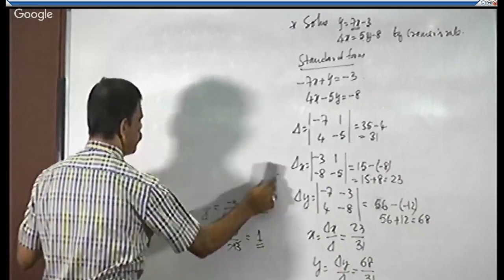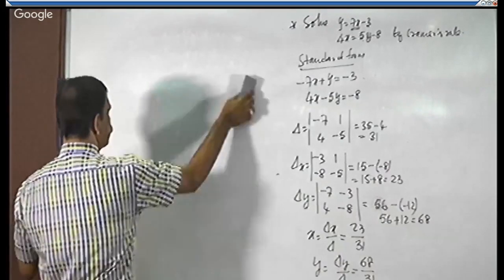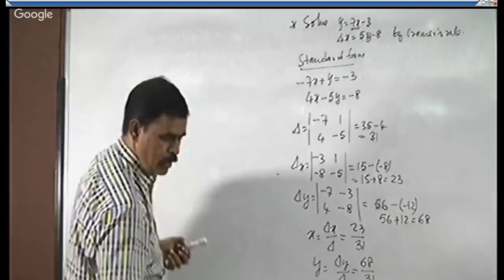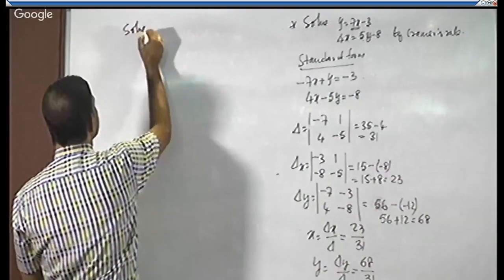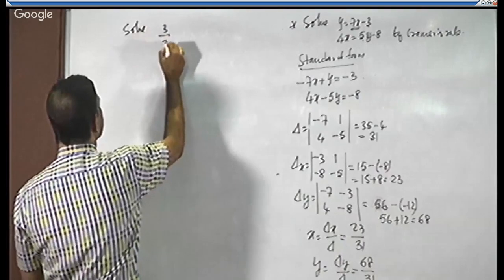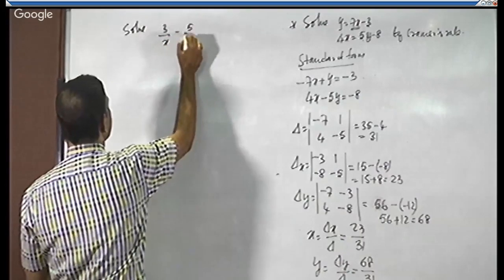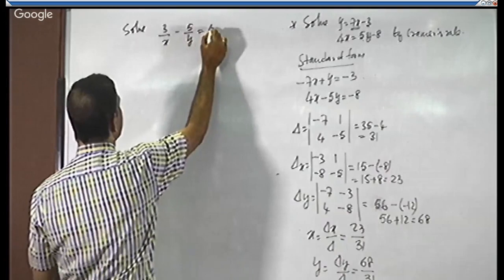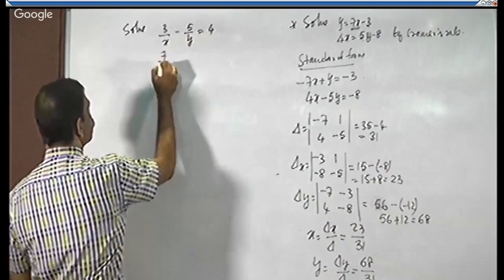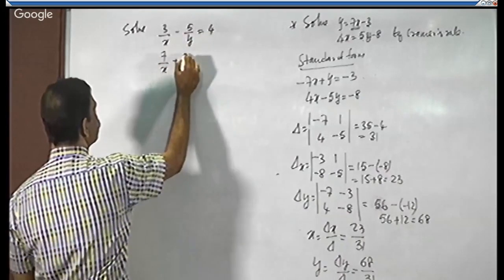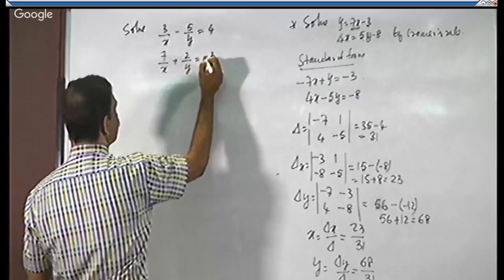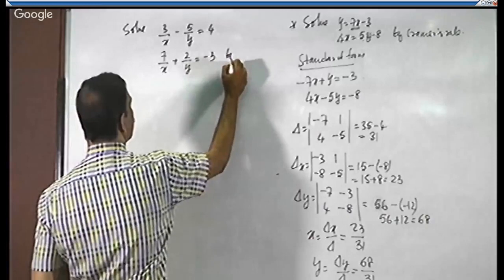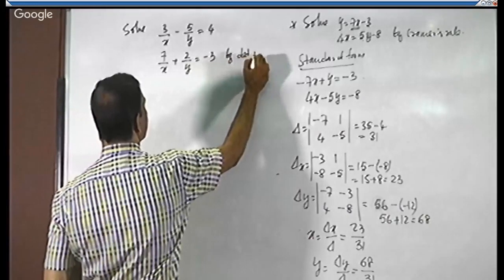Sometimes the simultaneous equations will be like this. Solve 3 by x minus 5 by y is equal to 4, 7 by x plus 2 by y is equal to minus 3, by determinant method.